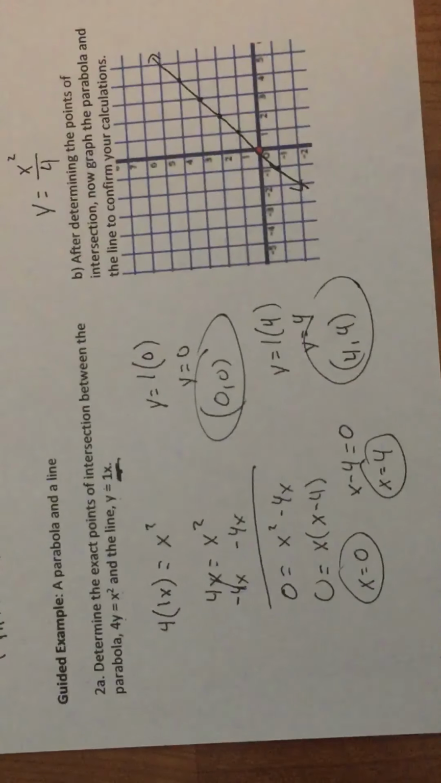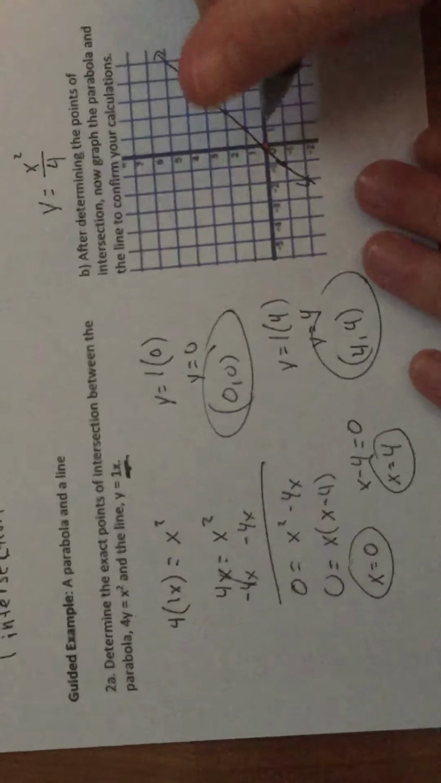X squared over 4. Now, to come up with some ordered pairs here, you might want to use a table of values to help you out. That's certainly a good method. So I could use something like 0, 0.